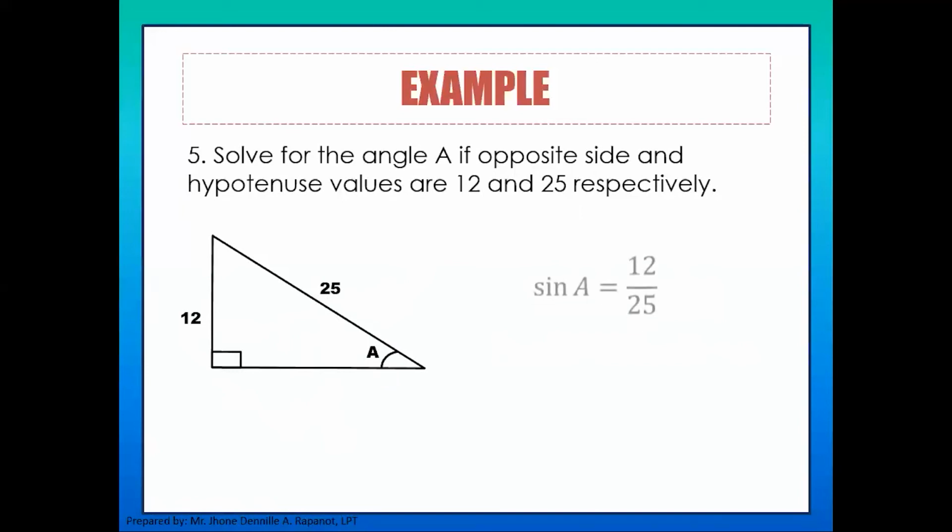Now, what we have here is sine A is equal to 12 divided by 25. Why 12 divided by 25? Simply because this is opposite and this is hypotenuse. So opposite over hypotenuse, that is the equation to be applied for sine as one of your trigonometric functions.